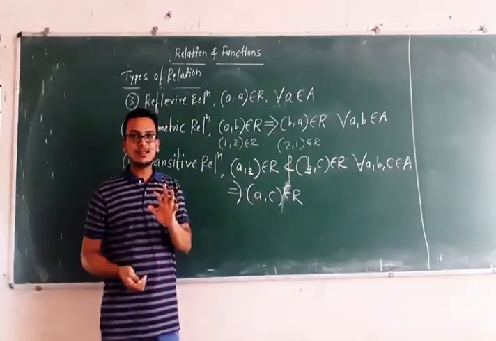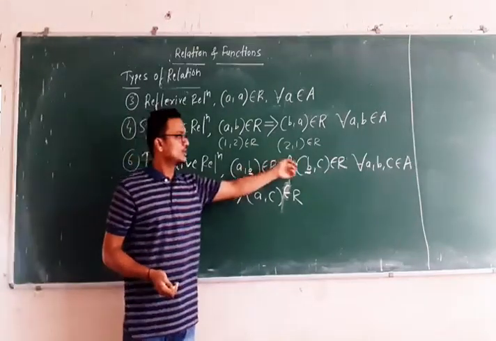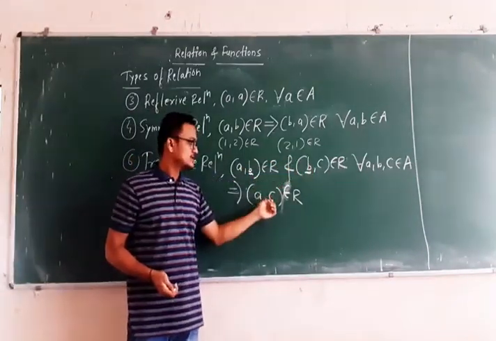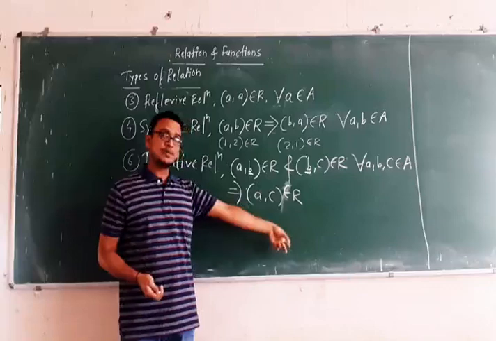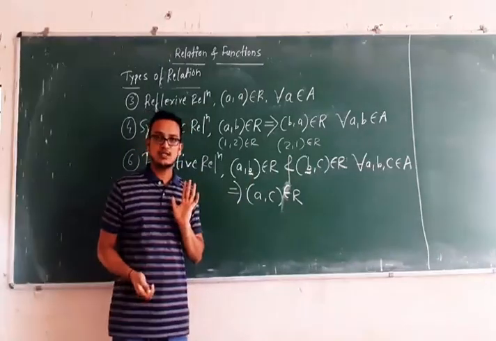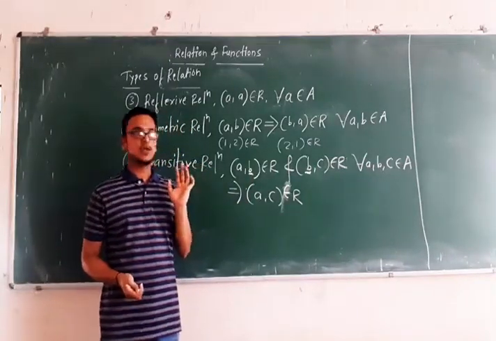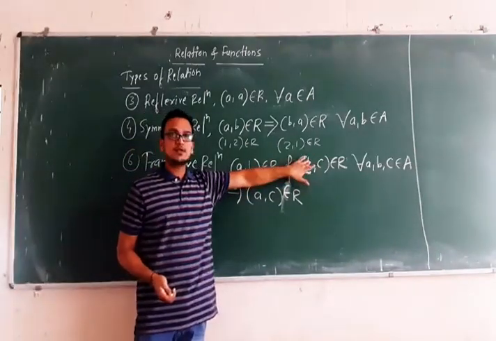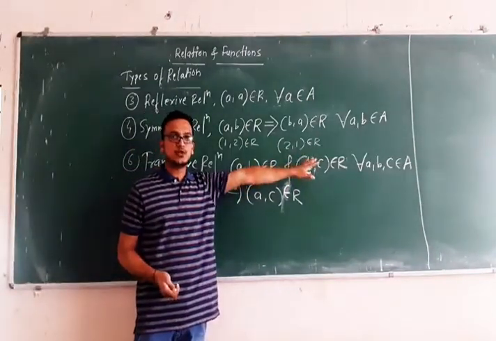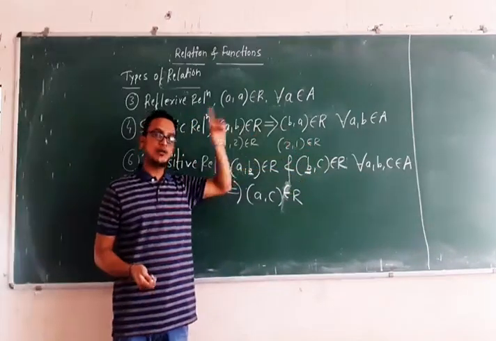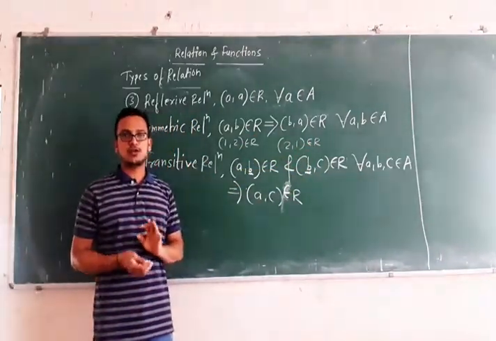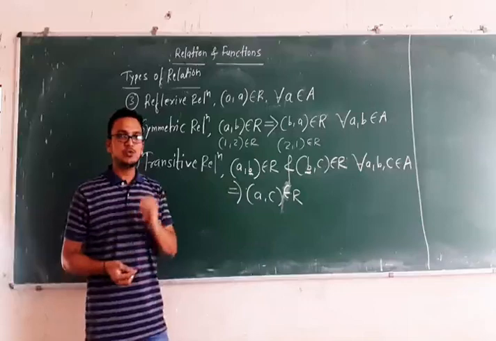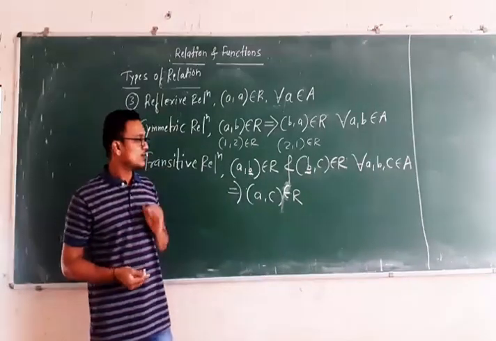It is clearly not transitive only when both of these are present in R, but the third ordered pair is not present in R. In that case you can say that R is not transitive. But suppose (A, B) is present in R, but the other ordered pair you don't have. In that case, we have to conclude R is transitive only. So for that I will give you a simple example.